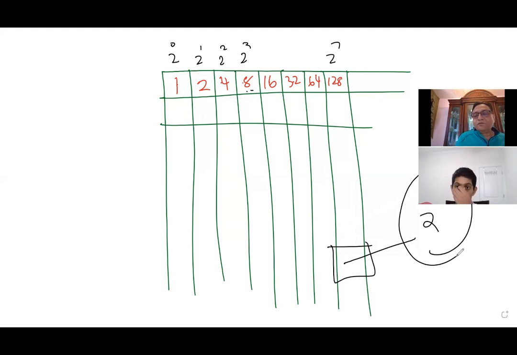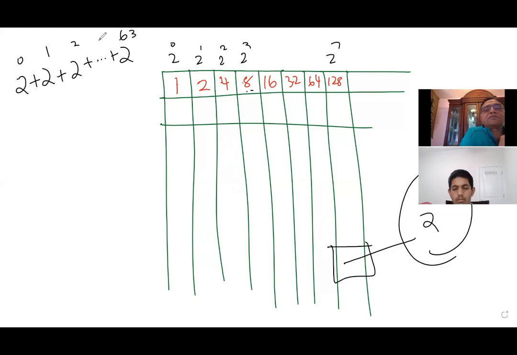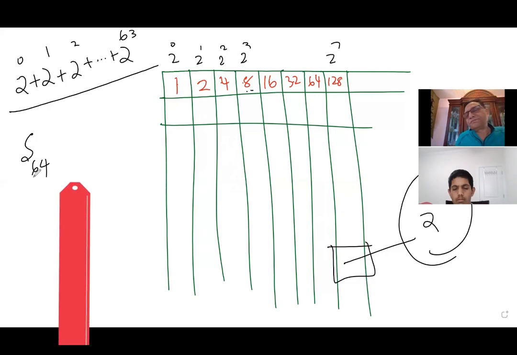So now we have figured out the last number. Now what you have to figure out is the sum of this series: 2 to the power of 0 plus 2 to the power of 1 plus 2 to the power of 2 plus so on till 2 to the power of 63. There are 64 terms, of course. This is your exercise to do. How will you do this exercise?